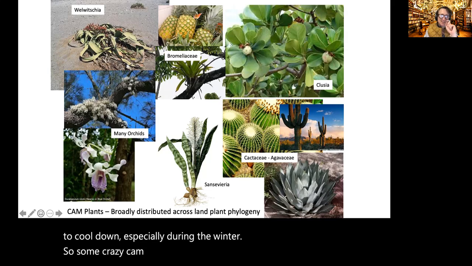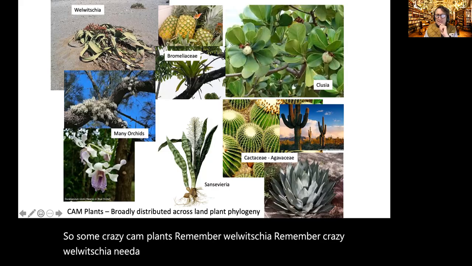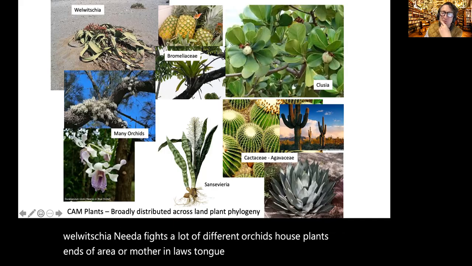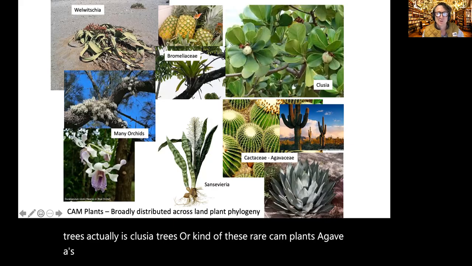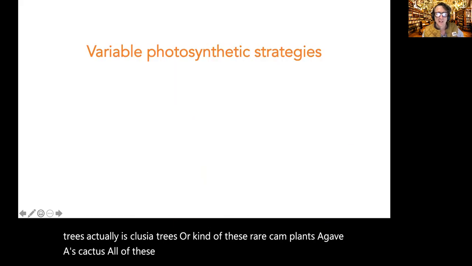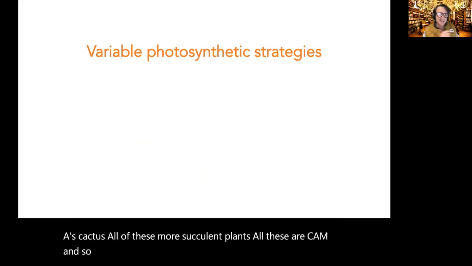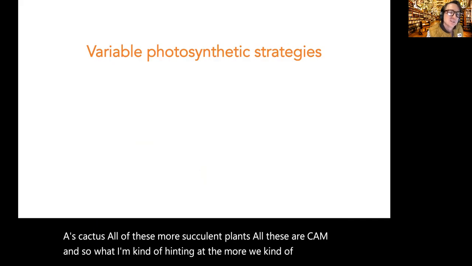Remember Welwitschia? Remember our crazy Welwitschia and the gnetophytes? A lot of different orchids, houseplant Sansevieria or mother-in-law's tongue, pineapples, cool tropical trees. Actually, these Clusia trees are kind of rare CAM plants, agaves, cactus, all of these more succulent plants, all of these are CAM.